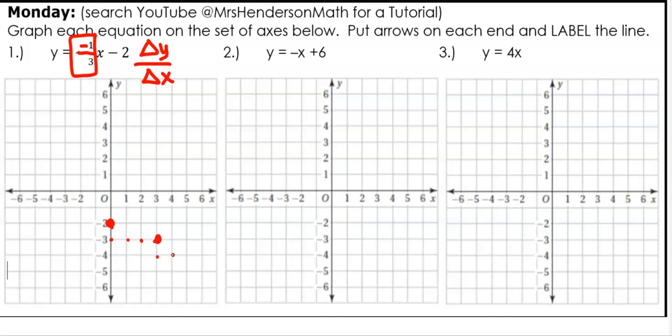Down 1, right 3. Now we could have also given that negative sign to the 3, which means we would have gone up 1 and left 3. Doesn't matter which one gets the sign, but you can only use the negative sign once. You were instructed to draw arrows on both ends and label the line.